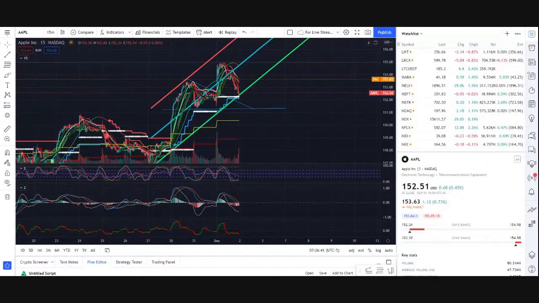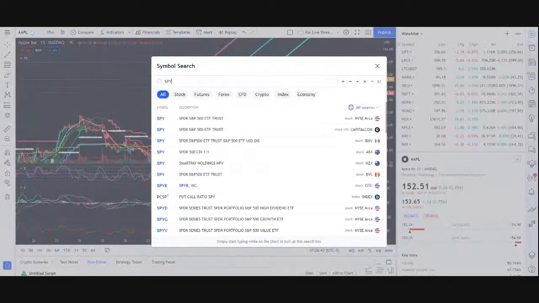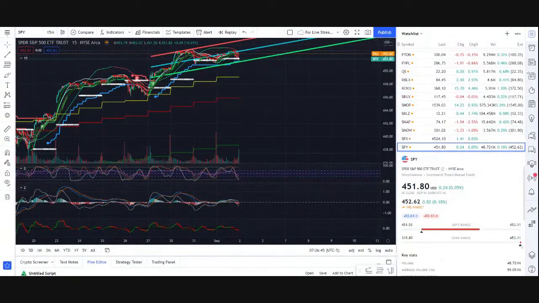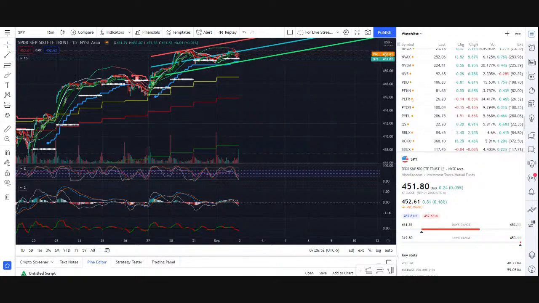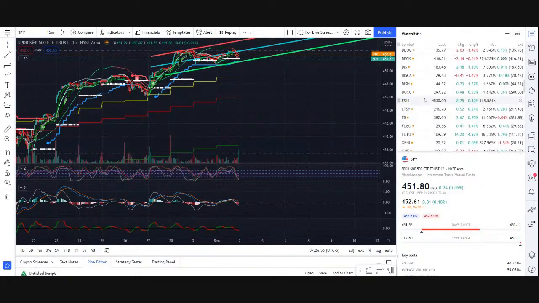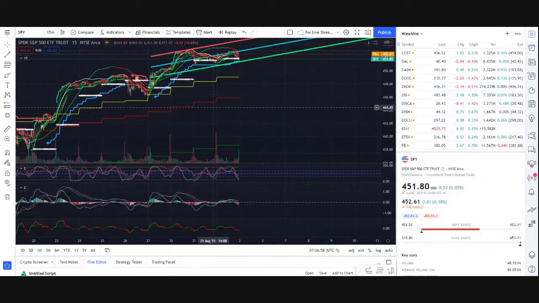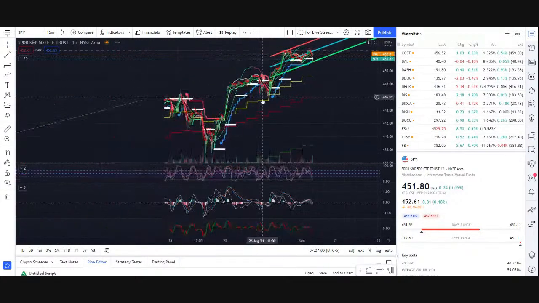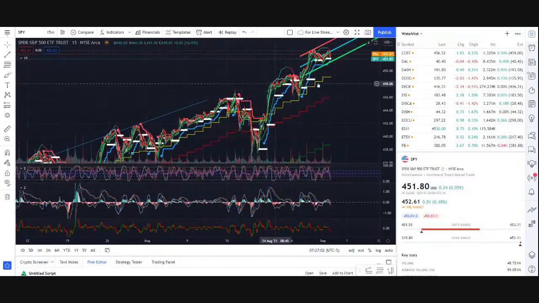Let's go look at the SPY real quick here. Look at this right here, right down here in the corner, the bottom right. We are at all-time highs of the SPY. But yet, some of the SPY's biggest leaders are not at all-time highs. And they're just not going up and up and up like the SPY is.